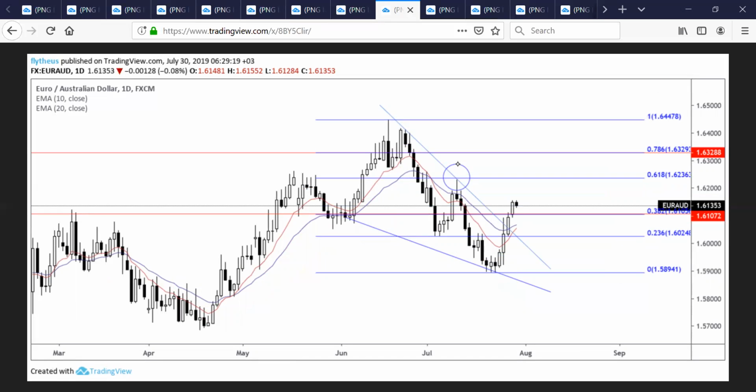Right here, I use a circle to mark a pin bar. This tells me this is a more high probability trade. So I added that.